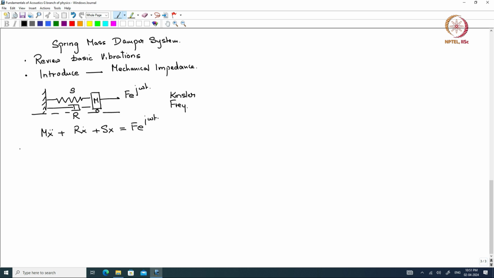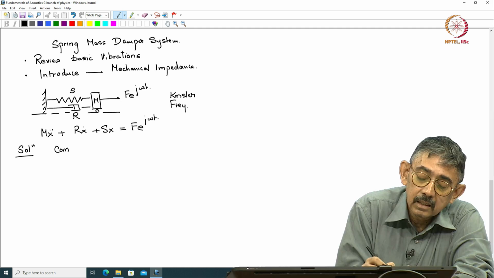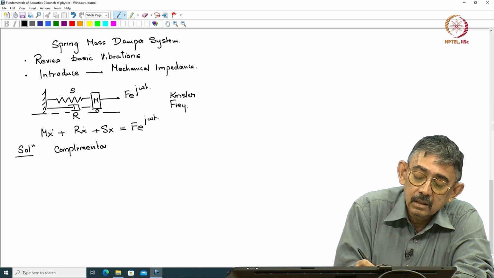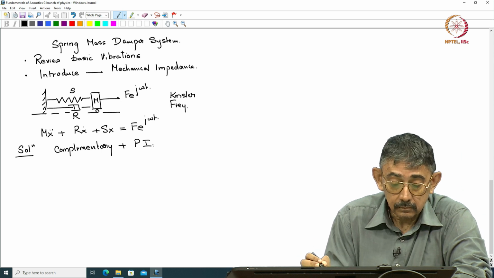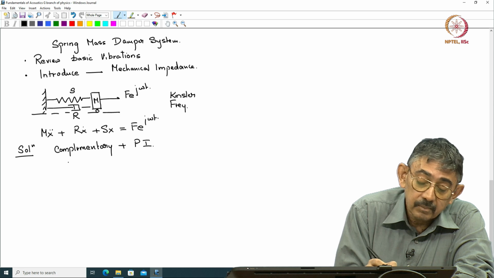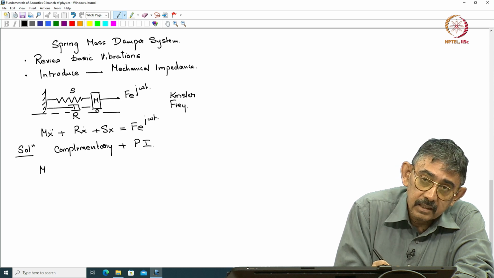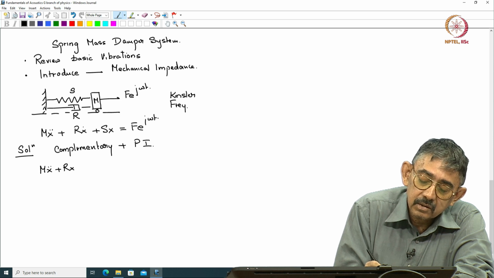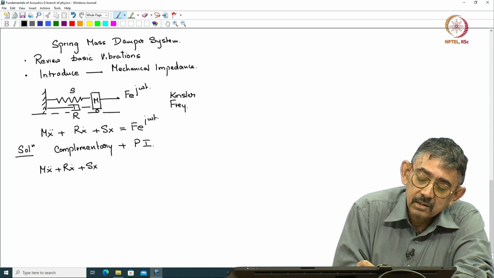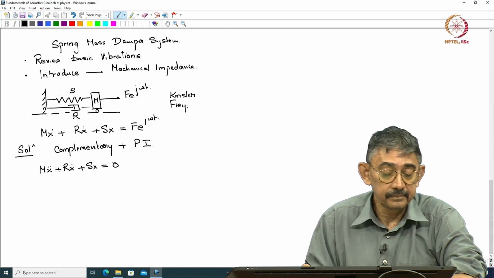And the homogeneous solution, so we will look at the solution now, will be composed of two parts. One part is the complementary solution, and then the other is the particular integral. So the complementary solution comes from the homogeneous equation m x double dot plus r x dot plus s x equal to 0.